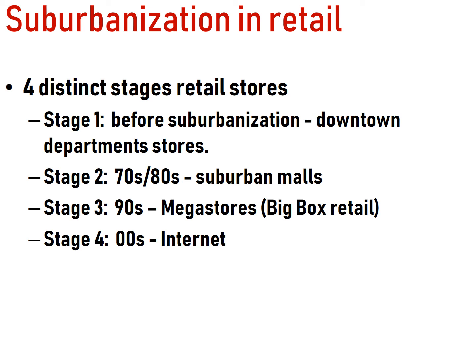Then, as the suburbs happen, we get suburban malls. And if you've ever seen, I can't think of the show on Netflix now, Stranger Things, their most recent season is about the mall in the suburbs, and that's the perfect example of when that used to happen. Then we get our mega stores in the 90s, Walmart, Kmart, and now today we have the internet.